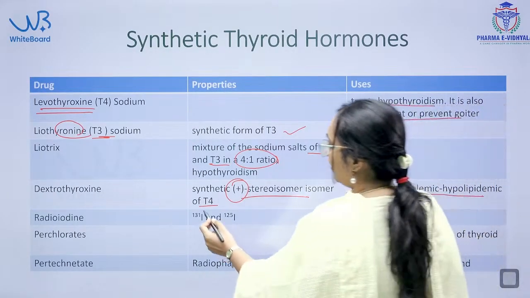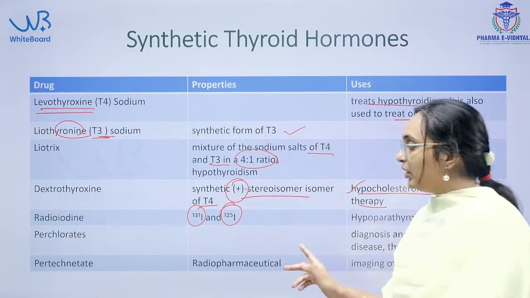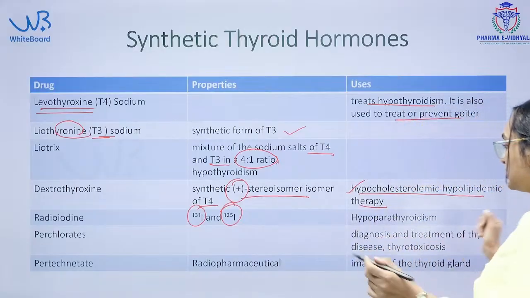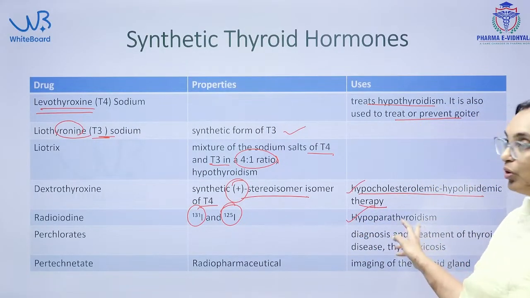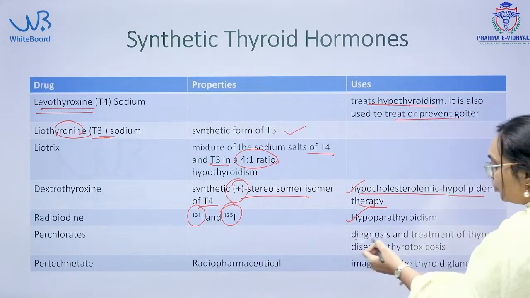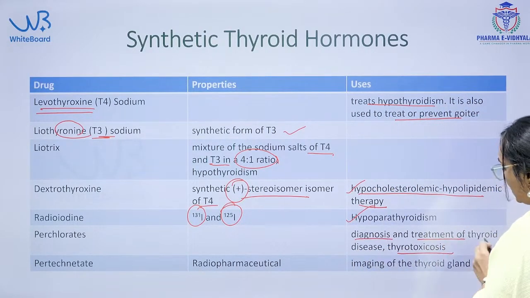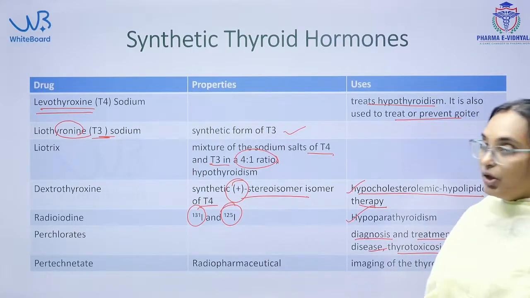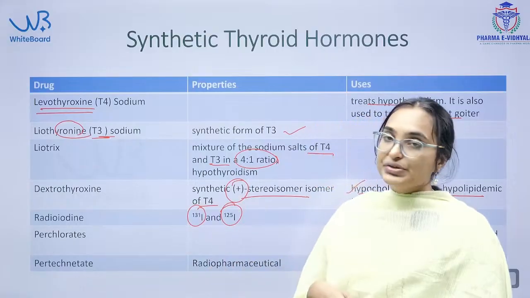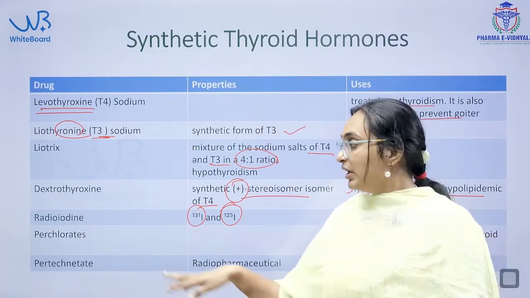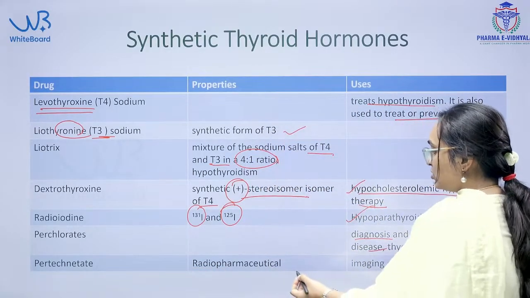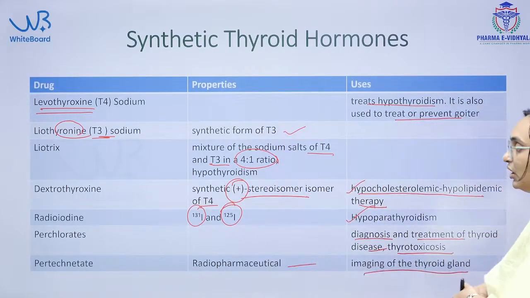Next, radioiodine, iodine 131, iodine 125. Remember these isotope numbers, iodine 131 and iodine 125. These are also given to treat hyperthyroidism. Next, perchlorates are also drugs which are used for both diagnosis and treatment of thyroid disease and thyrotoxicosis. So, which of the following drugs is used for diagnosis as well as treatment? That is perchlorate containing drugs. Next is pertechnetate. It is also a radiopharmaceutical used for the imaging of the thyroid gland.